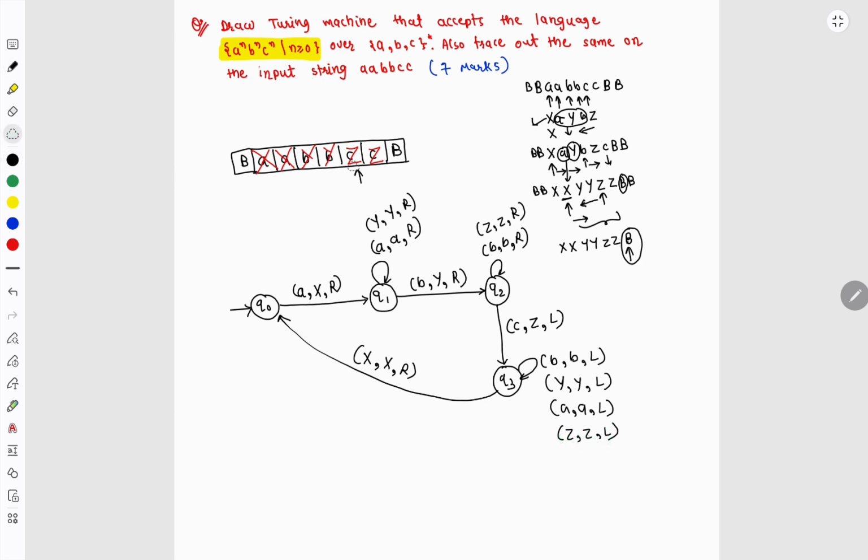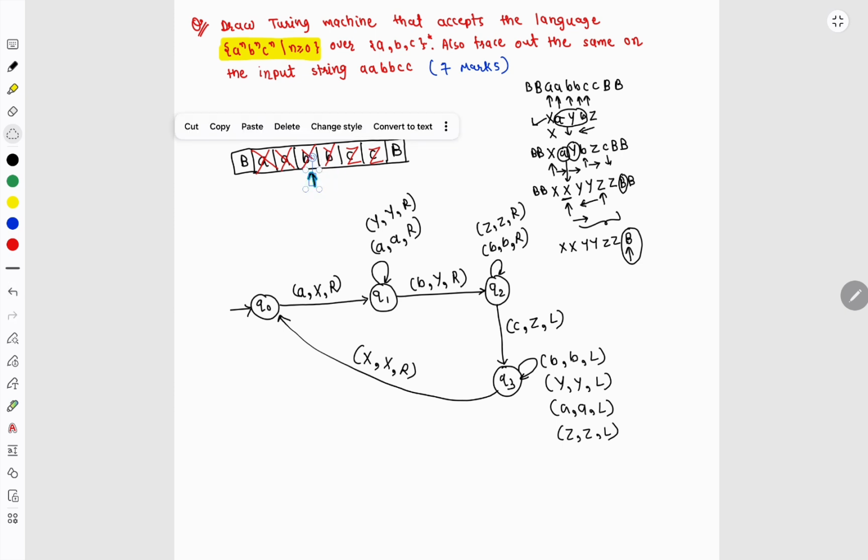Now after moving left hand side, the read write head will be at capital Y. Now we are still in Q3 state. If we give Q3 state capital Y, we need to keep capital Y as it is. So here we have already written capital Y and L. So we need to move towards the left hand side.